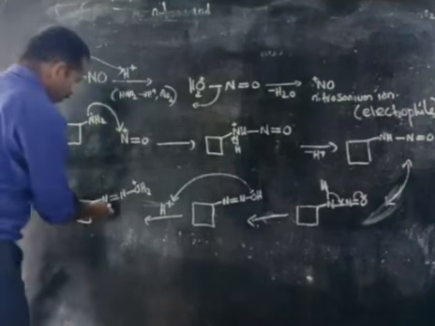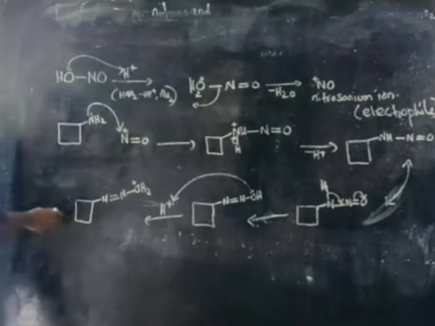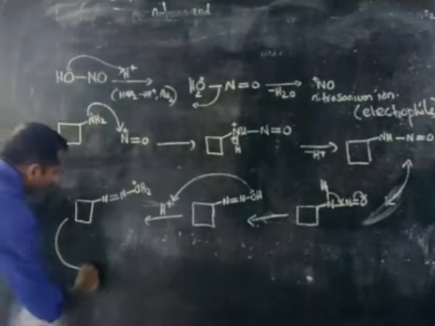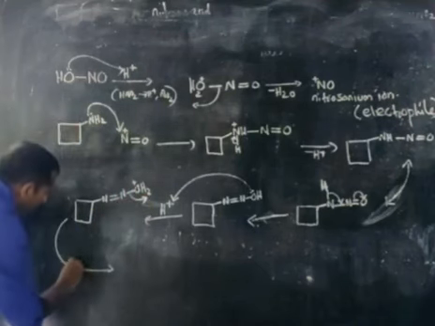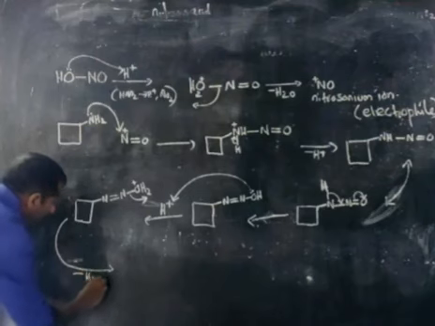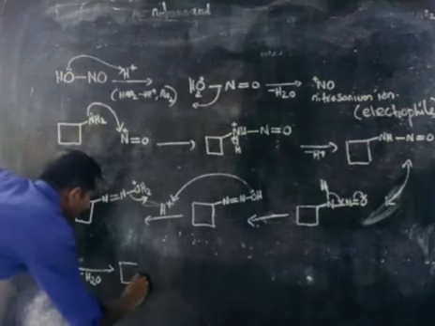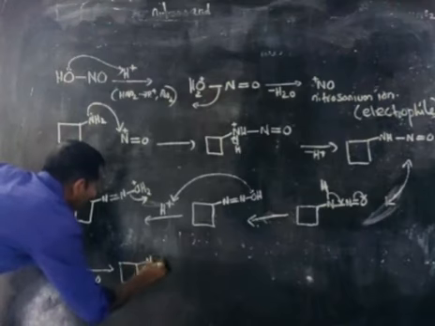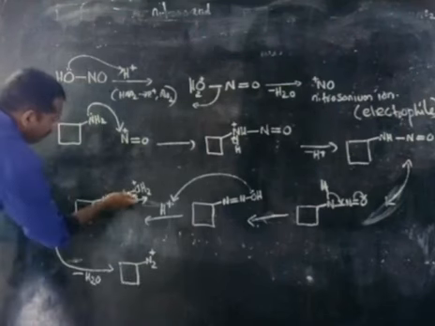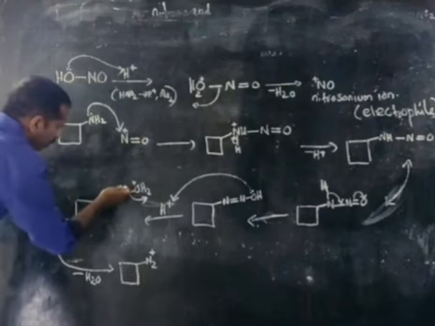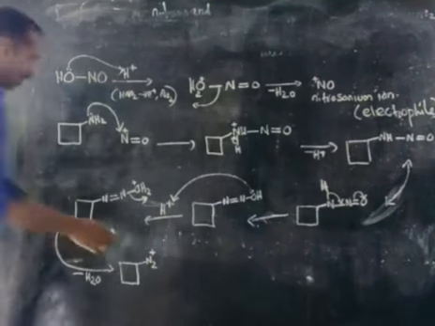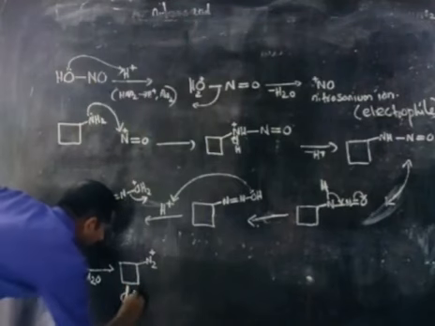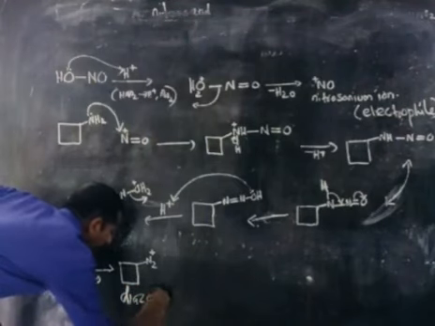And in the next stage, minus H2O, and you get N double bond N, or N2 with a positive charge. Minus H2O, so this nitrogen is getting a positive charge, that means N2 with a positive charge. What is this one? This is a diazonium compound.